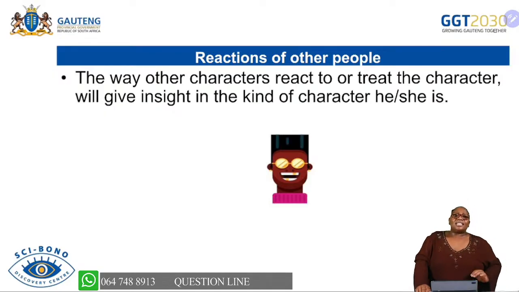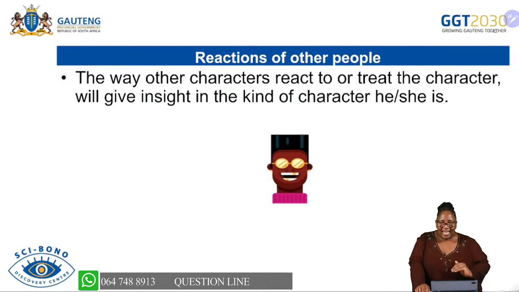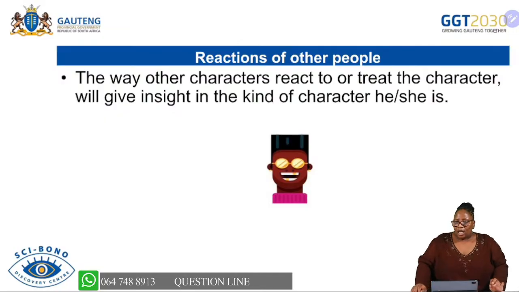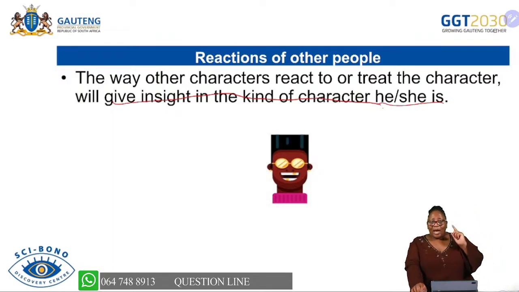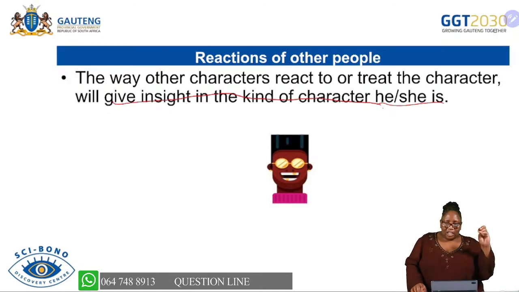The characters will react as they interact with other characters. They will react to other characters, how they are treated, and they will give us insight on what this particular character is. They will react to other people. Other people also will react to them. So it's a two-way street.